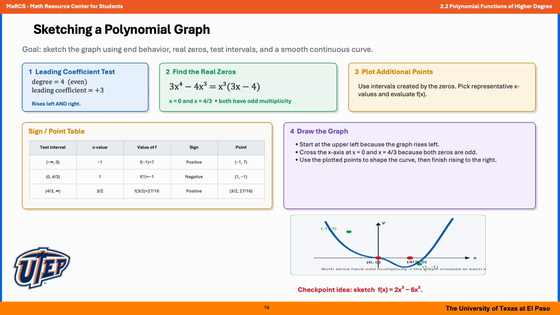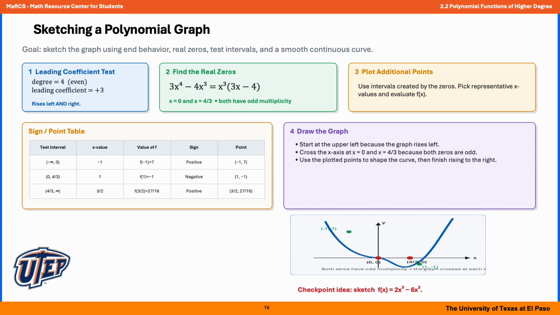So for the first interval, negative infinity to 0, we chose the x value negative 1. So f of negative 1 will give us 7. So we'll have the point negative 1, comma 7. So now for the second interval, we had 0 to 4 over 3. So we chose the x value 1. So f of 1 will give us negative 1. So we'll have 1, comma negative 1.